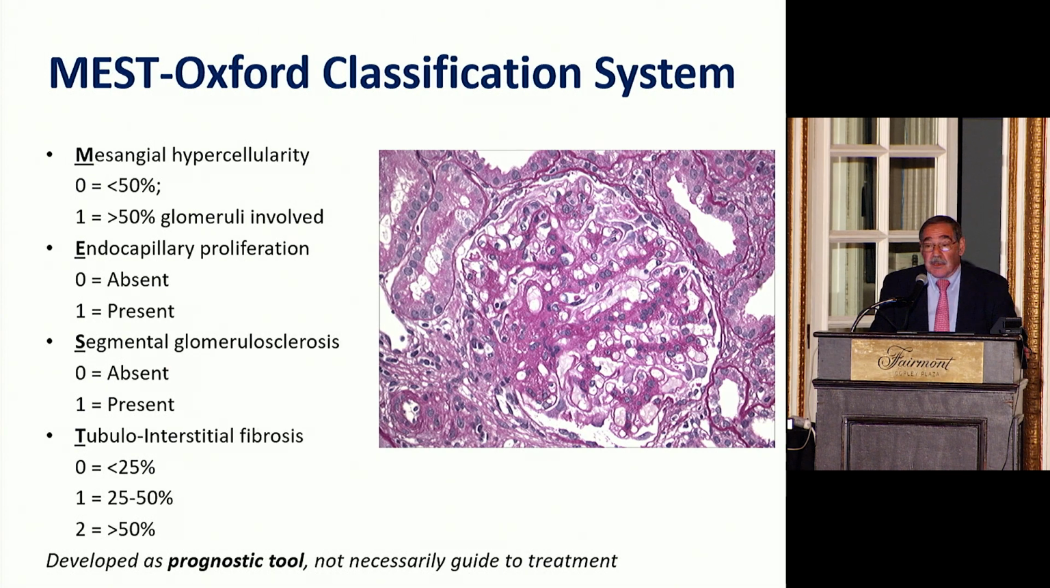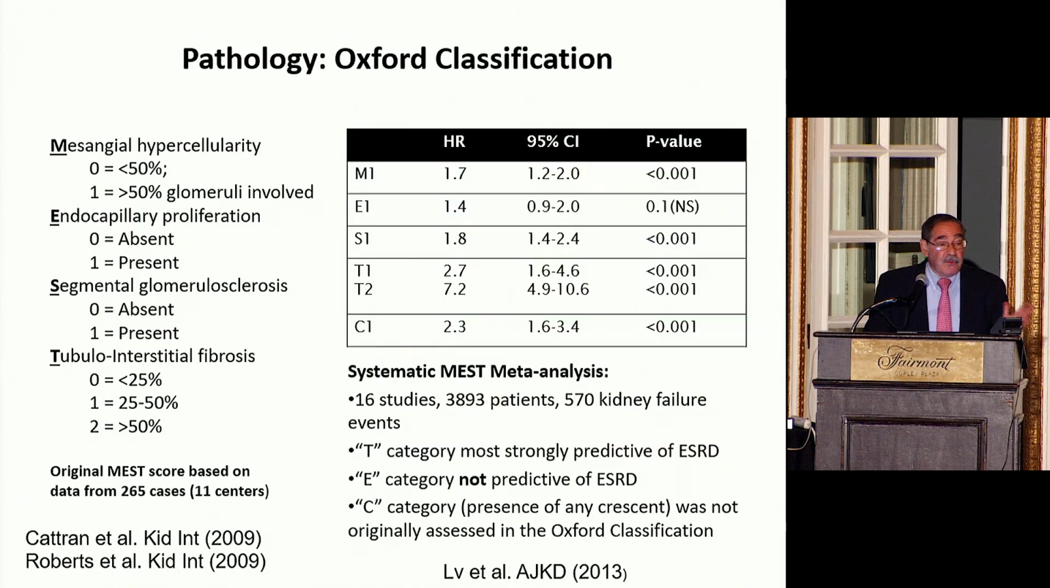Now, that was pretty easy because everybody could remember MEST. But unfortunately or fortunately, now there's a C thrown in, and it's unpronounceable. You can't say MESTC and say the MEST class. There's no way to pronounce it. But in any case, crescents matter. They weren't studied in the original classification.